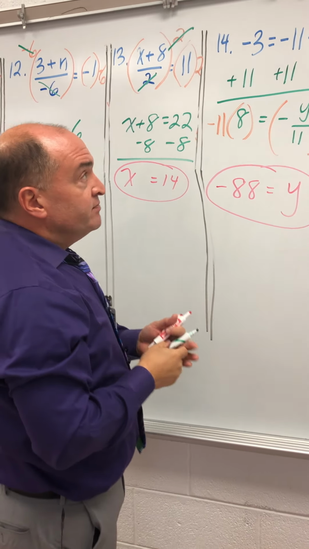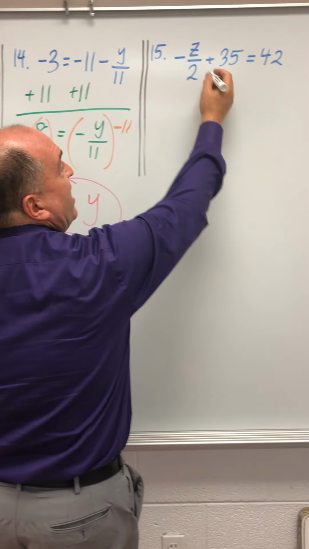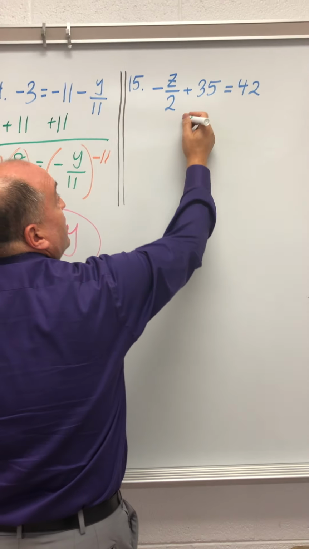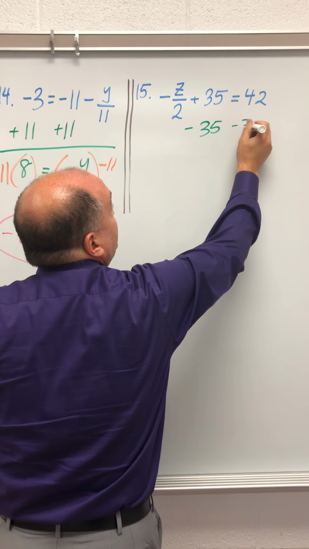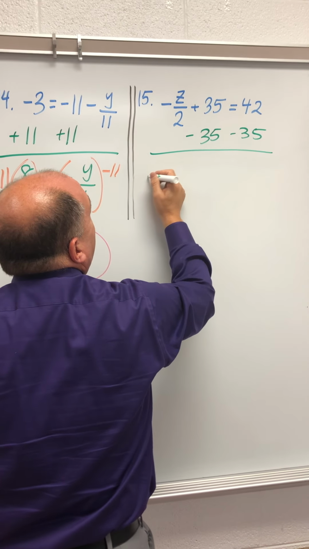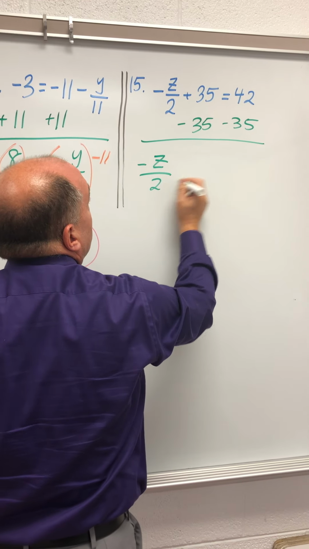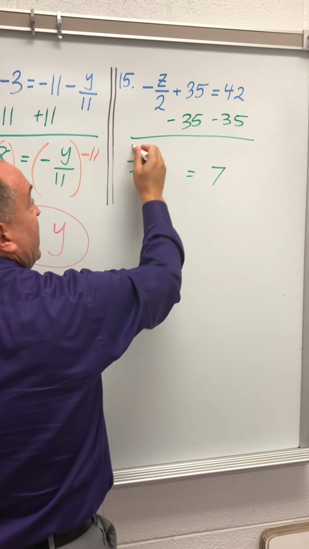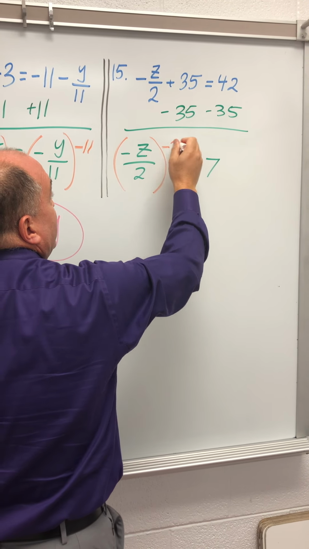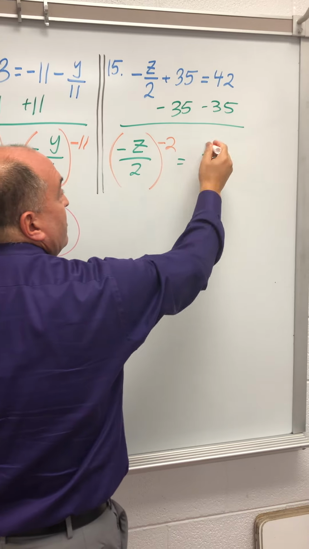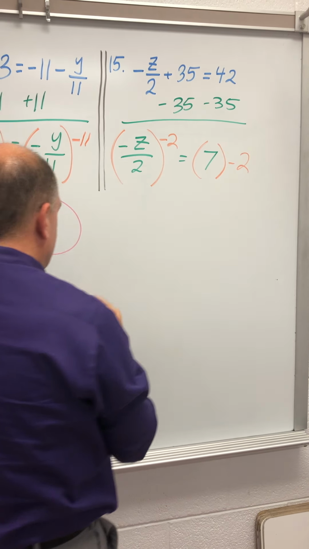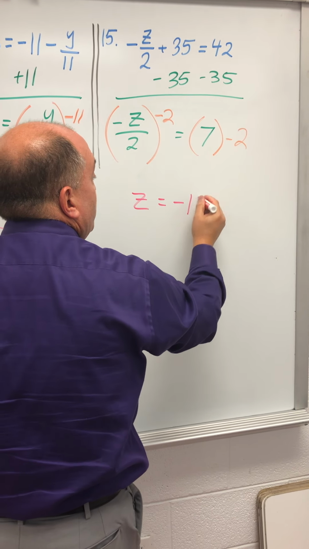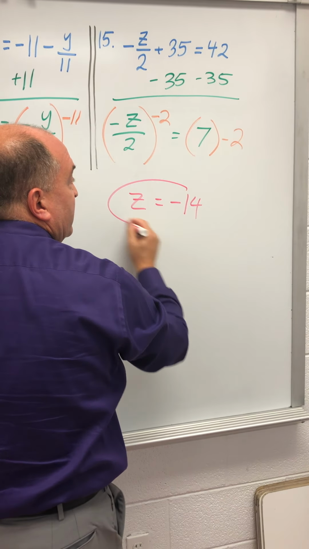You can do this. Over here, not so bad. I want the z all by itself. I'm going to minus 35 from both sides and get negative z over 2 equals 7. I don't want a negative, so I'm going to multiply by negative 2 to get rid of the negative, both sides. And I get z equals negative 14, because a positive times a negative is a negative.